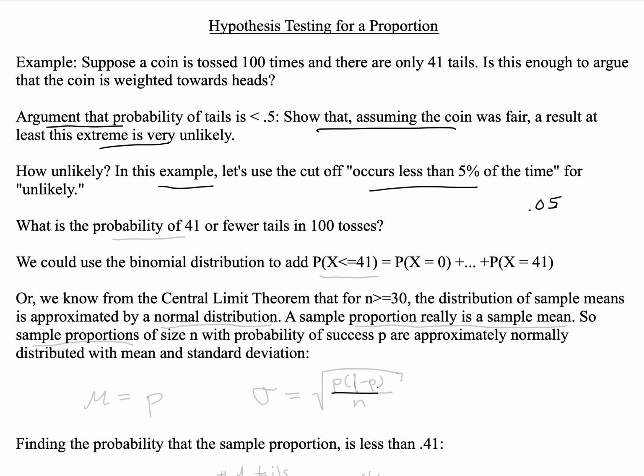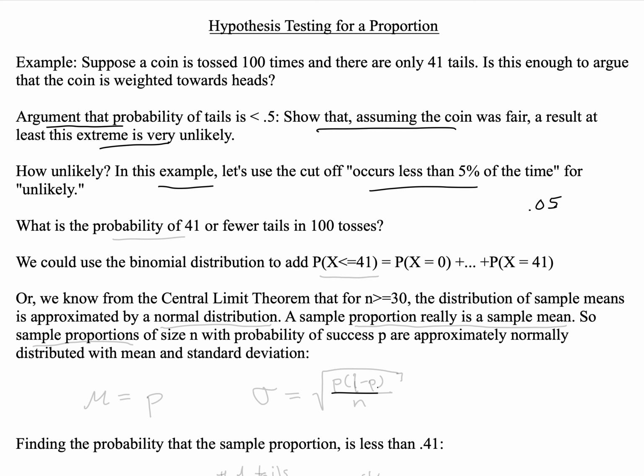And looking that up in the z-score chart in the standard normal table will give us a probability of 0.0359. That's just looking that up in the table. And that is the probability that we're looking for, the probability that the sample proportion is less than 0.41.